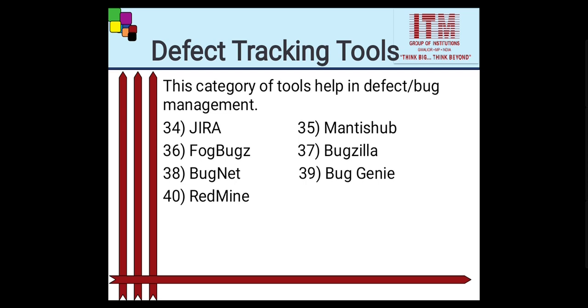And next is Bug Genie. Bug Genie is also an open source web-based bug tracking system. Its main functionality includes issue tracking, bug reporting, and project management. It also includes a feedback publishing system. Next is Redmine. Actually, Redmine is another important bug tracking tool. The basic version of this tool is open source and it can work on any machine that supports Ruby. It takes more time for installation, but once installed it runs smoothly.